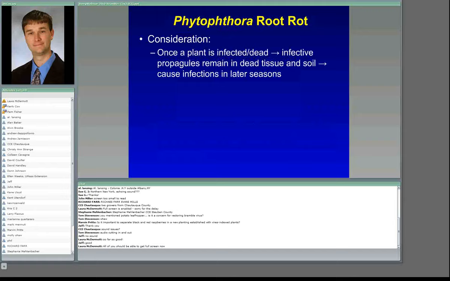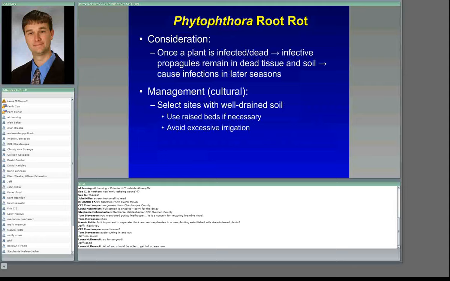Management. Obviously, select a site with a well-drained soil. Use raised beds if possible. This isn't something I always see in raspberry production, but if it was possible, it would help. And obviously, since it's an aquatic pathogen, avoiding as much artificial irrigation as you can would be great. So if you can minimize the water, that is the key to managing Phytophthora root rot, at least culturally.